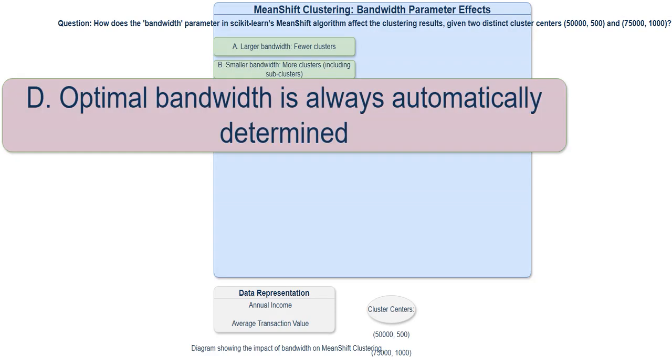This statement is false. While mean-shift can try to guess the best bandwidth, it's not always perfect. Often, you need to experiment with different bandwidths to find the one that best suits your data and the patterns you're looking for. It's an iterative process.